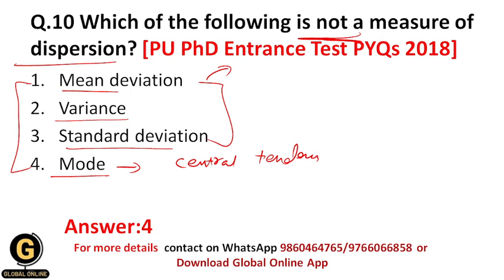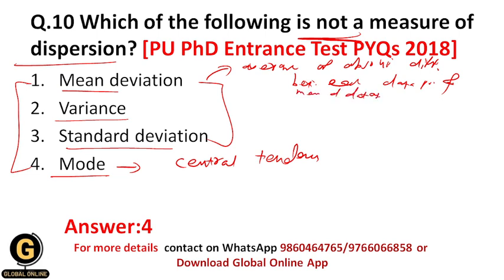Mean deviation is calculated by taking average of absolute difference between each data point and mean of data set. Okay, so basically whenever you want to calculate mean deviation, then it should be calculated by taking average of absolute difference between each data point and mean of data set. Okay, so basically it measures how far on average each data point is from mean actually.